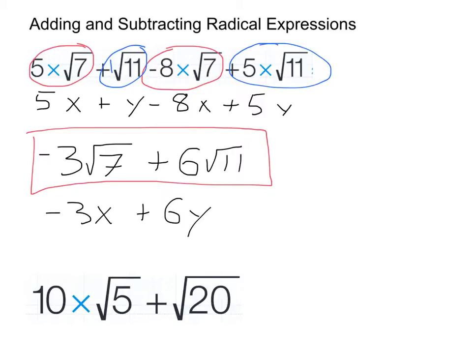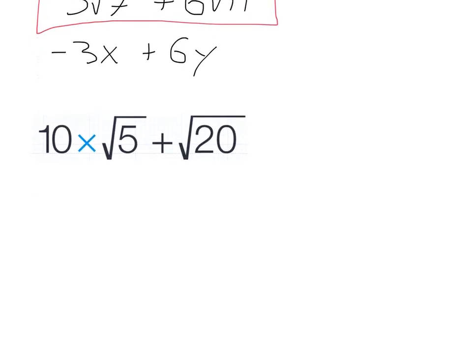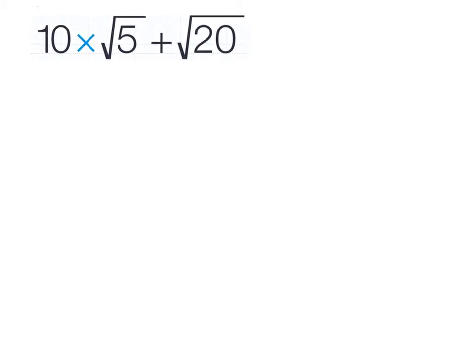Now let's just take a look at one other example. Looks like this one can't be combined because I have a square root of 5 and I have a square root of 20. Those are not like terms, so I can't combine them. However, I could actually simplify first, and this is going to be a really important technique.